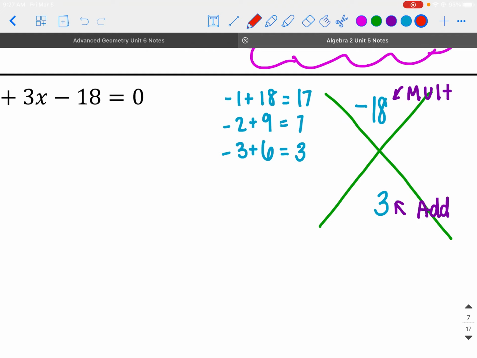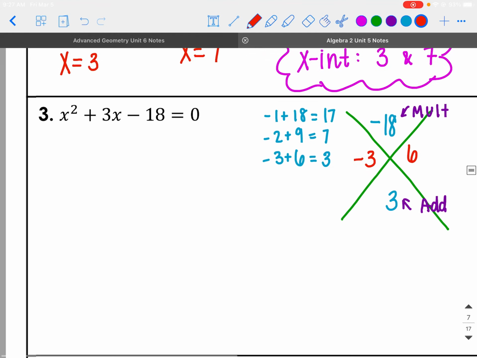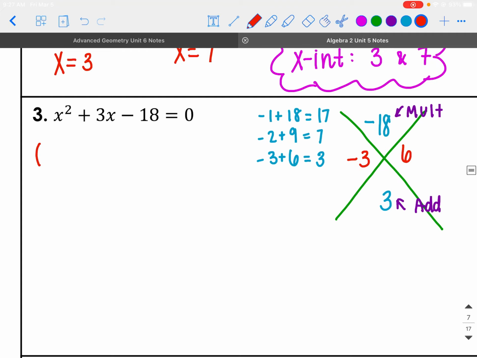That one is a positive 3. So we got it pretty quick. Negative 3 times 6 is negative 18. Negative 3 plus 6 is positive 3. So our factors are x minus 3 and x plus 6.